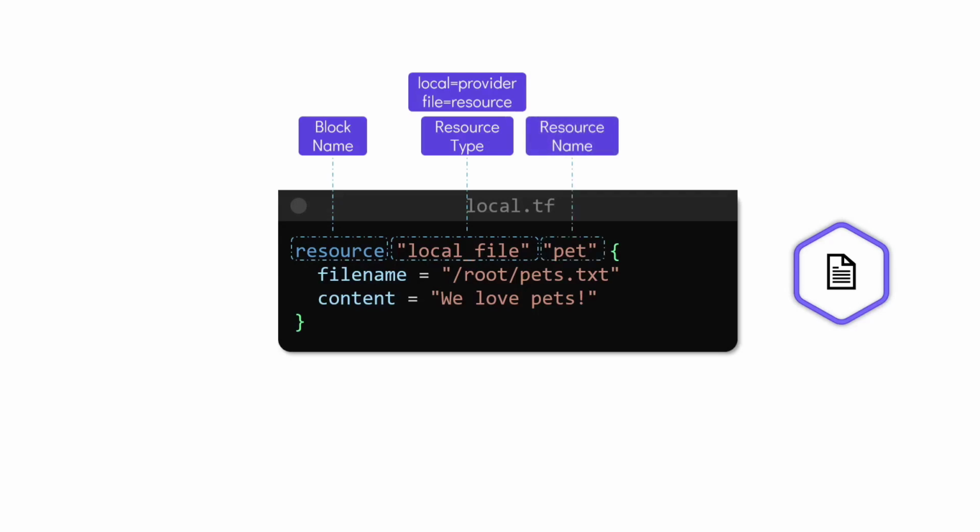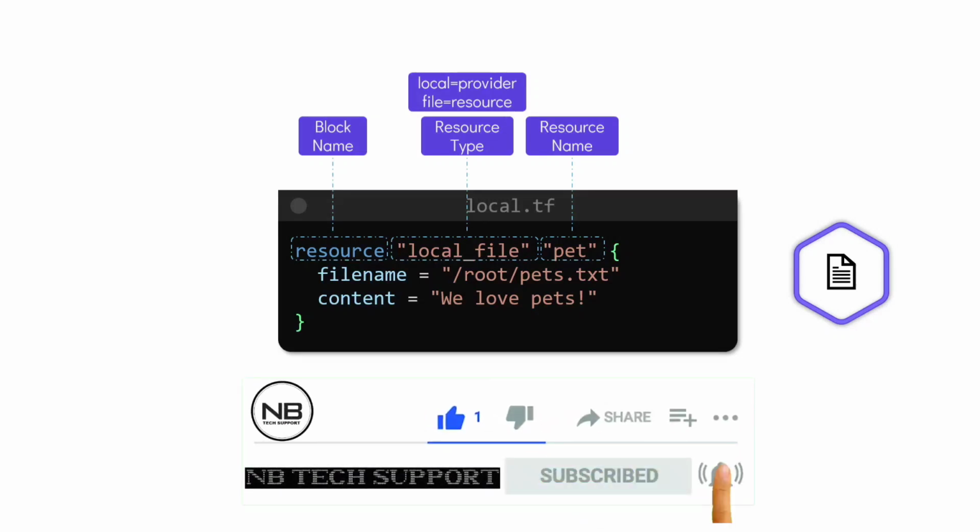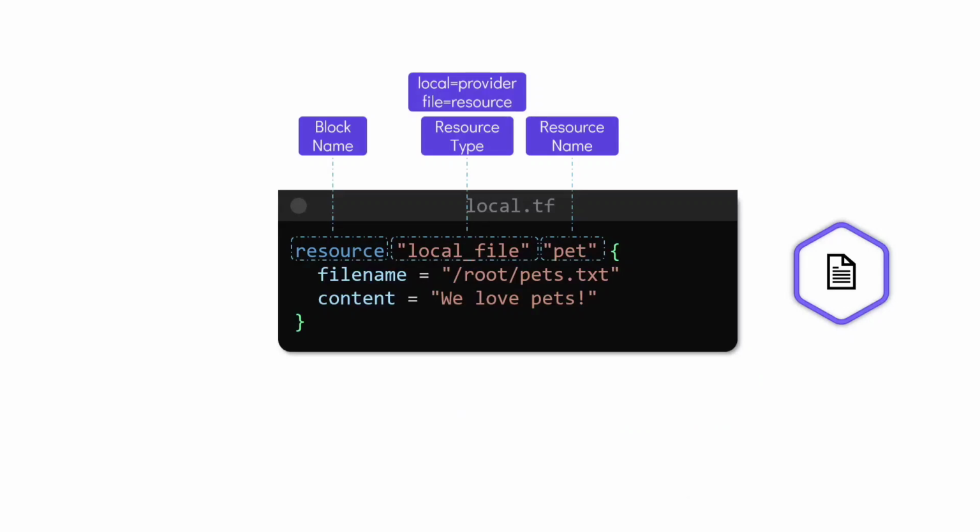The next and final declaration in this resource block is the resource name. This is the logical name used to identify the resource, and it can be named anything. But in this case, we have called it pet, as the file we are creating contains information about pets. And within this block, and inside the curly braces, we define the arguments for the resource which are written in key value pair format. These arguments are specific to the type of resource we are creating, which in this case is the local file. The first argument is the filename.